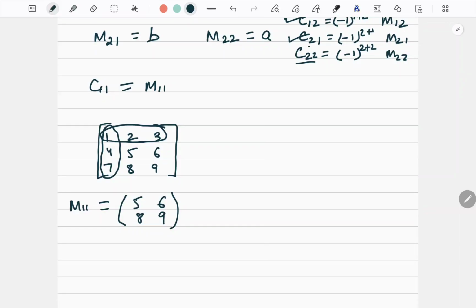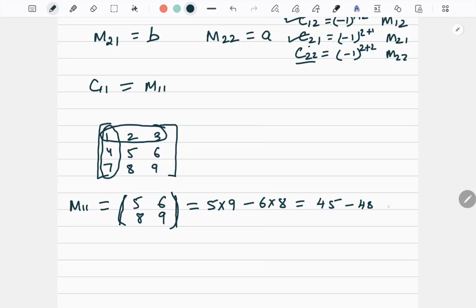Understood? So the minor, when I am writing like this, you have to solve the determinant value. Right? So this will become 5 into 9 minus 6 into 8. So that will become 45. 9 5s are 45 minus, right?